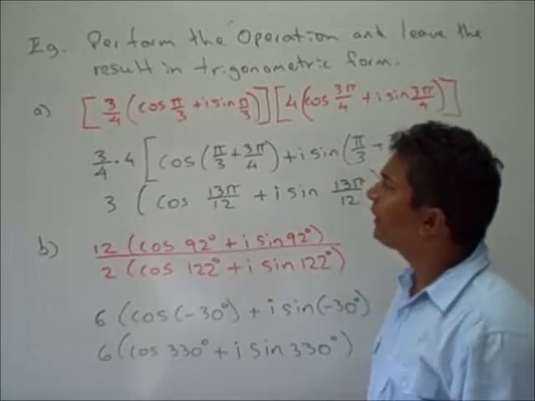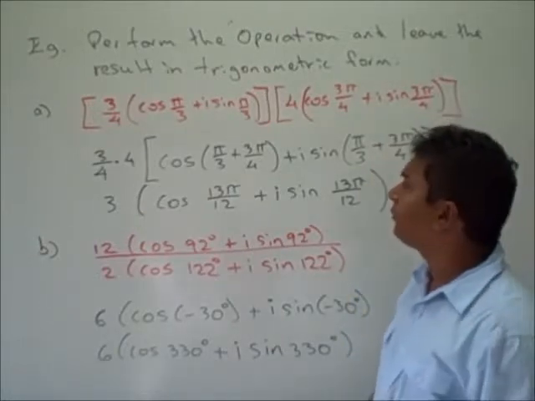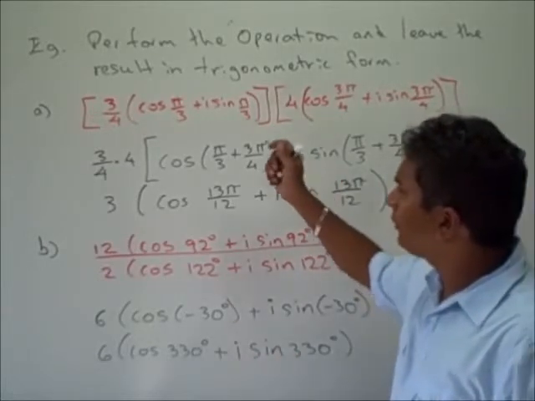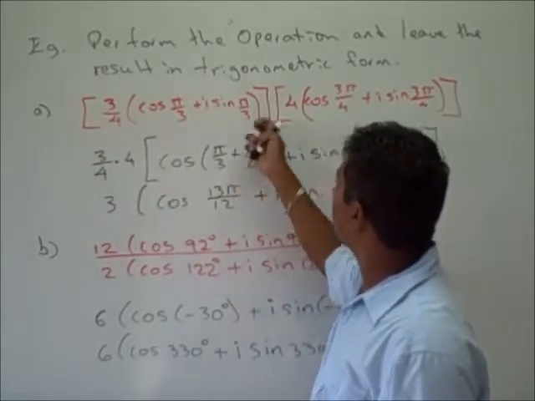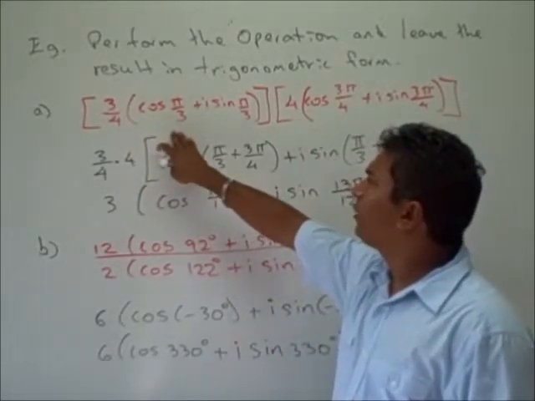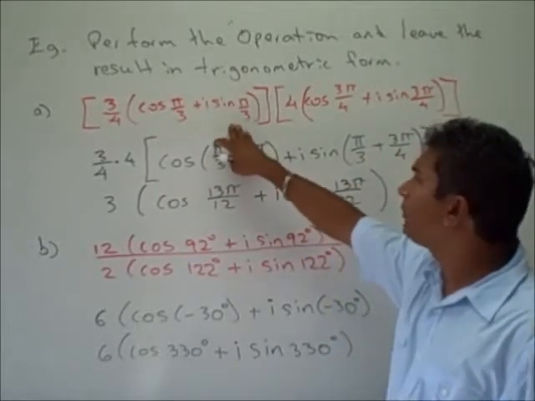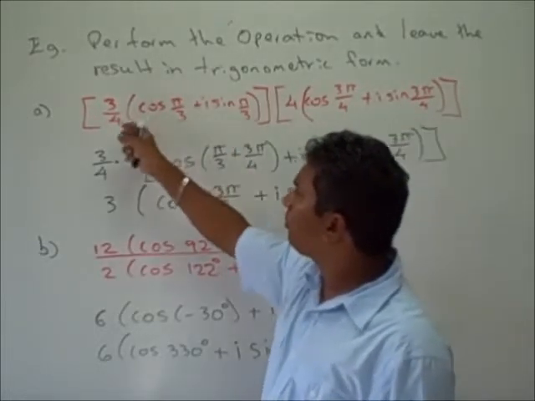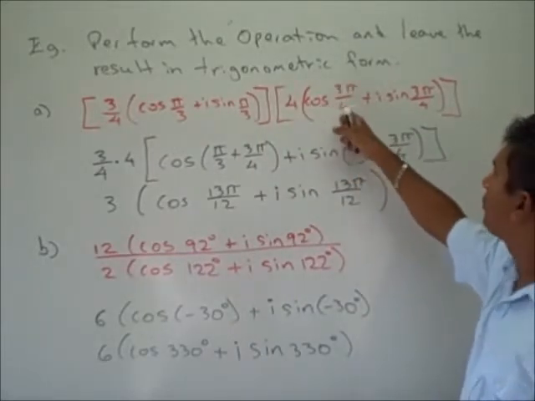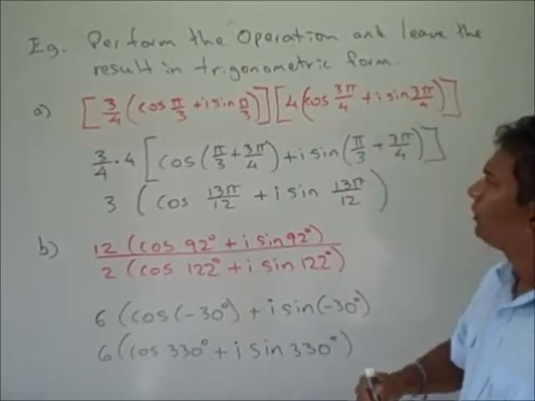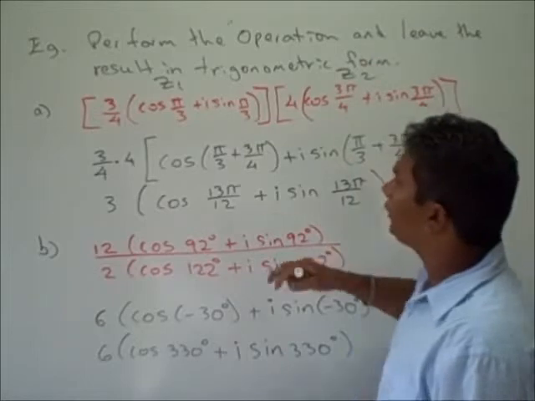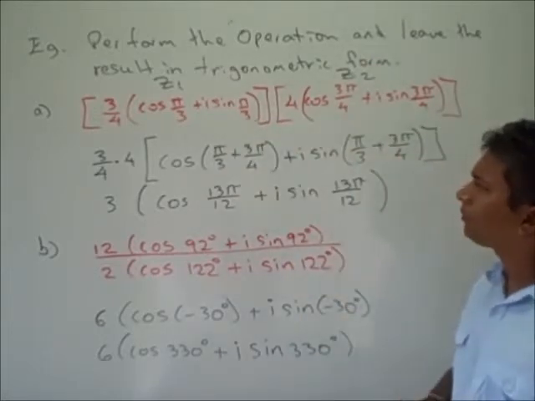Here we'll be looking at an example of multiplying and dividing a complex number in its trigonometric form. In our first part, we have the multiplication of two complex numbers. So here we have 3/4 times the cosine of pi by 3 plus I sine of pi by 3. And this is our first complex number, and this is times 4 cosine of 3 pi by 4 plus I sine of 3 pi by 4. So all of this here is our z1 and all of this is our z2. So here we have our two complex numbers.